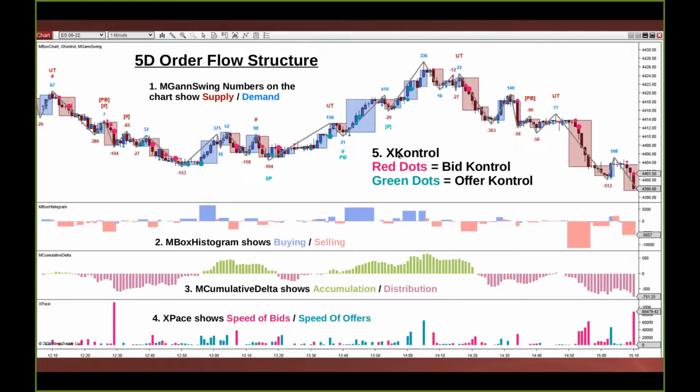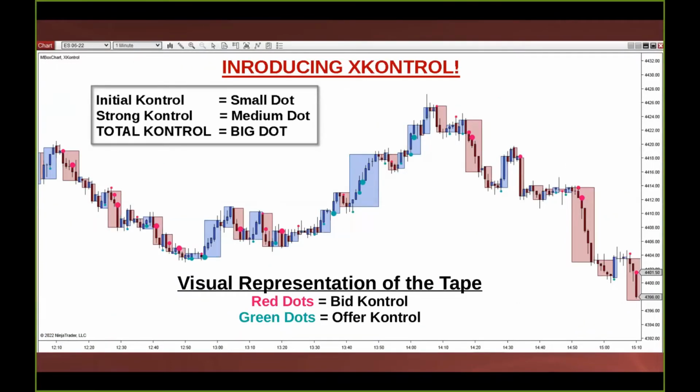And number 5, we have X control. The red dots are bid control and the green dots are offer control. These are the dots. This is a brand new indicator, just released a couple months ago. All right, so I'm going to get into the details. Before I do that, I want to touch a little bit more on X control because this is a very, very powerful indicator. It is a visual representation of the tape.